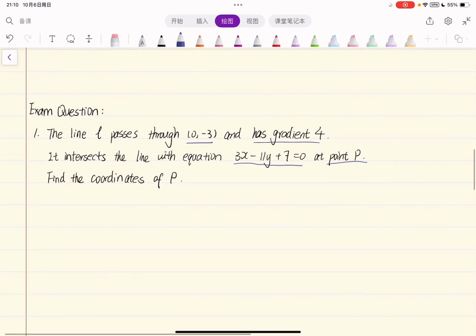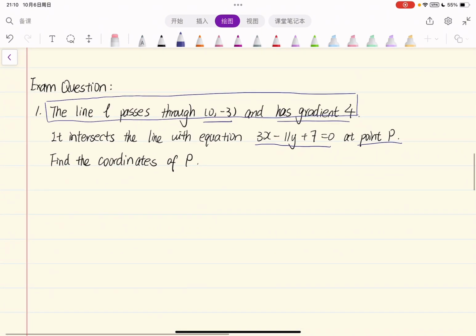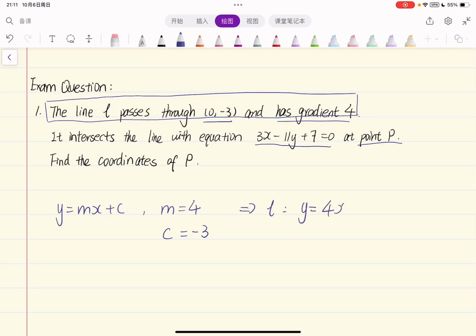From the first line, we know the line L passes through (0, -3) and has gradient 4, which means for the equation y equals mx plus c, we have gradient m equals 4 and c equals -3. So we can write the equation of the line L, that is y equals 4x minus 3.